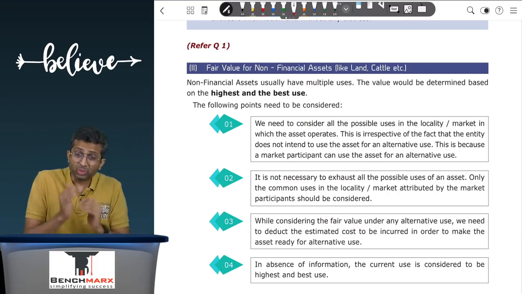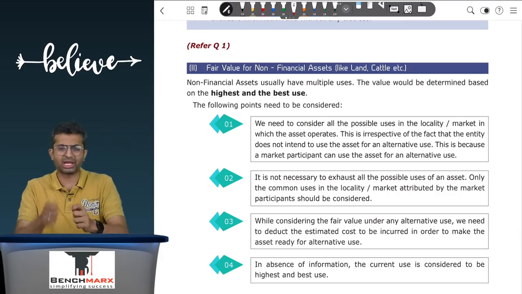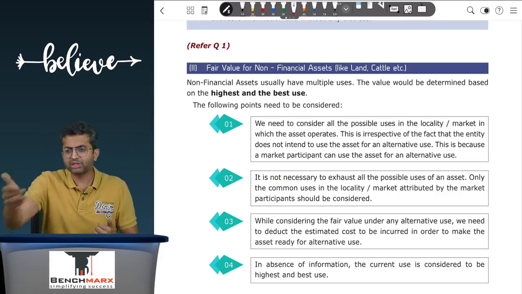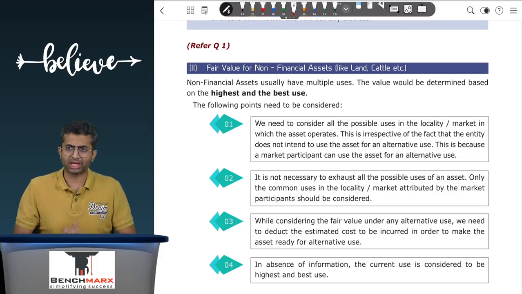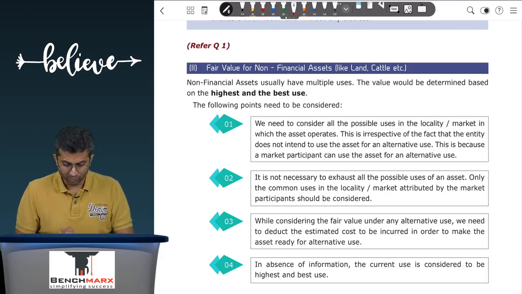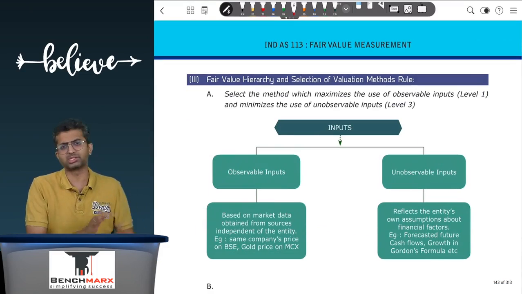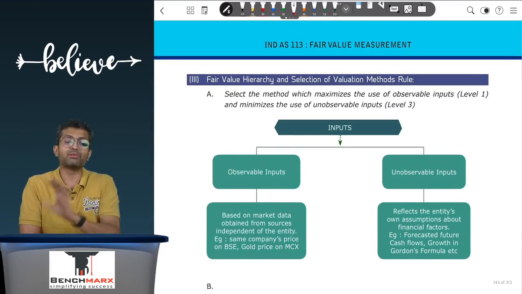Standard gives you guidance that while doing so, you should also consider the fact that if there is any expense which is incurred, like demolition cost, to bring the asset ready for the alternative use, that should be subtracted while determining the fair value of the alternative use as well. So there is certain guidance about the non-financial assets where we take the highest and the best use. Then you go to the valuation method.